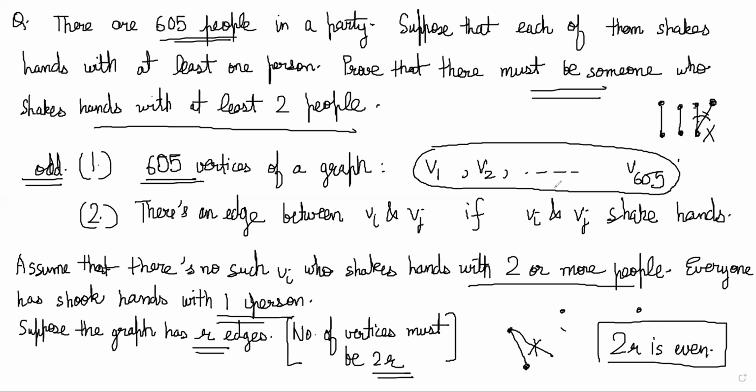Correct? You cannot have someone isolated hanging around here without shaking hands with anyone, because the question itself says that each of them shakes hands with at least one person, and it cannot be more than one by our assumption. So everyone shakes hands with one person. So it has to be 2R, which is a contradiction to the 605 given in the problem. So this proves that there must be someone who has shook hands with more than one person. Let's look at another problem. This is a little more difficult.